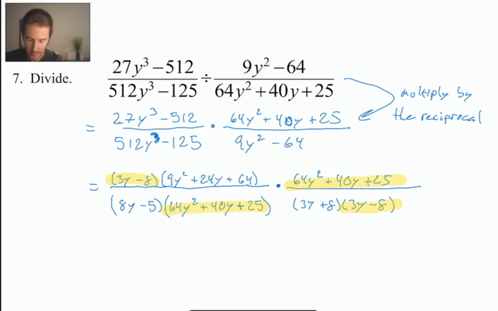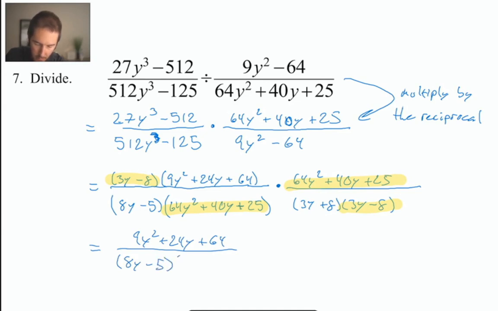And we can write ourselves a final answer. I would write my final answer, and I would expect that your final answer is going to appear in factored form. So 9y squared plus 24y plus 64 over, and then here's where I would leave it factored, 8y minus 5 times the 3y plus 8.